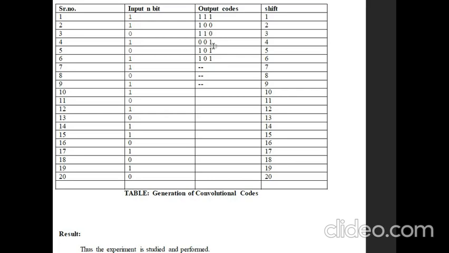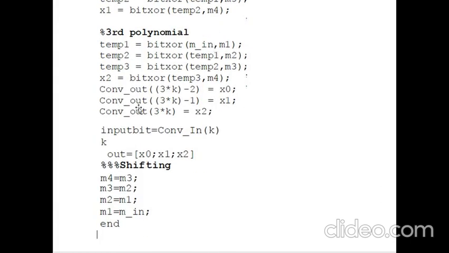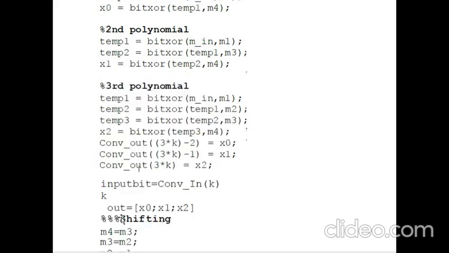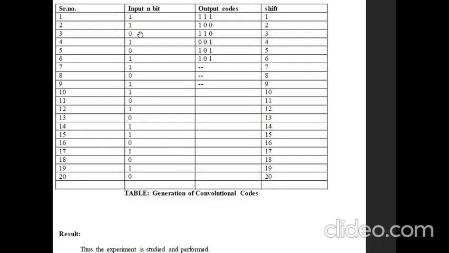Similarly now then shifting, that is shift register, content of shift register will be shifted by one bit. So again the same process will be repeated. Again k will be increased by 1, that is k equal to 4, 5, 6 and so on till 20 तक ये repeat होगा, and it will have the input from the matrix we have defined in the initial line and correspondingly we are having the output codes.